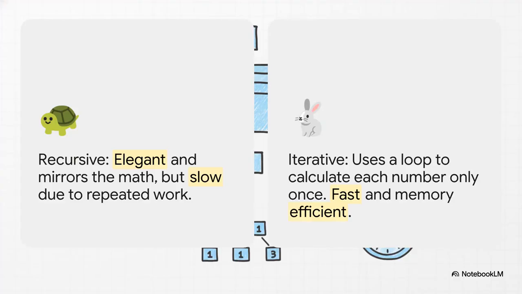So on the left, you've got that pretty recursive code. On the right, the iterative version using a standard for loop. Yeah, the recursive one might look cleaner, but all that repeated work we saw makes it a snail. The iterative solution, on the other hand, is a workhorse. It just uses a loop to build the numbers from the bottom up, calculating each value only once. It's fast, it's efficient, and it just gets the job done.